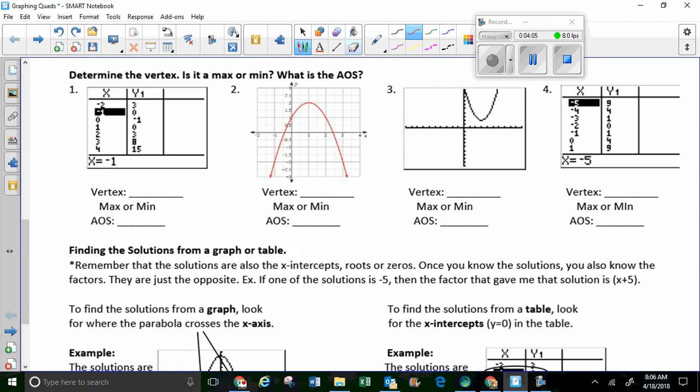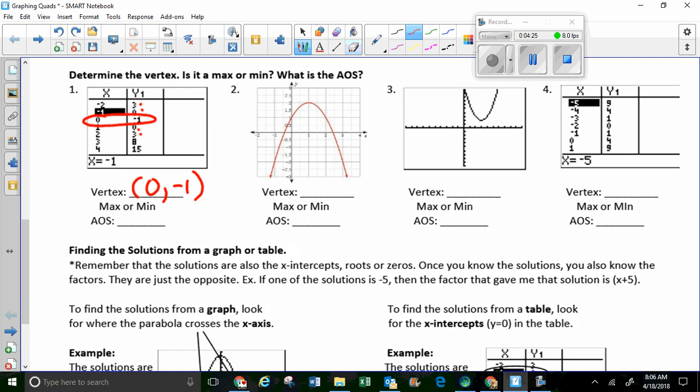All right, welcome back. So let's take a look at number 1, the vertex. If you notice, I've got symmetry. Here I see my 3's repeating, I see my 0's repeating, and they're repeating around this value right here. So my vertex would be that point, (0, -1).